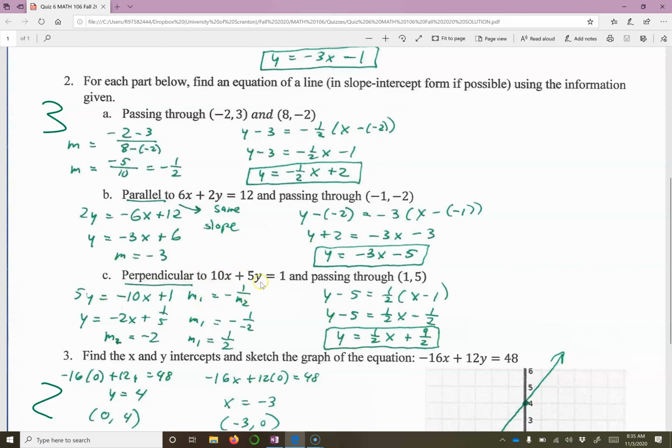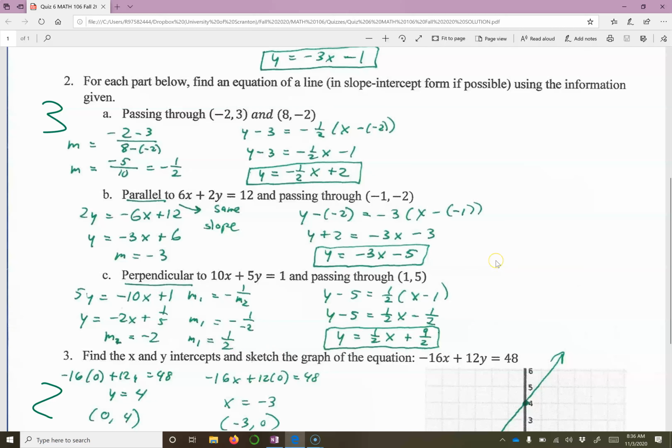So again, this 10x plus 5y equals 1, put it in slope-intercept form, get a slope of negative 2. Plug negative 2 into this equation, and you end up getting 1/2, right? So it's 1 over negative 2, which would give you negative 1/2, but then again, there's a negative sign there, so the negative signs cancel, and you get a positive 1/2. And then I gave you the point, you go through slope-intercept form, all right?